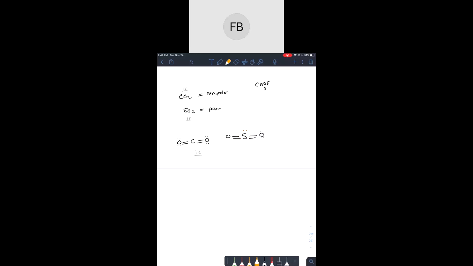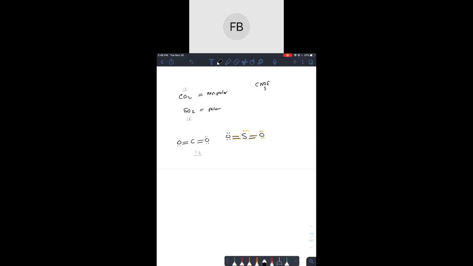Now let's backtrack a little bit, count up our valence electrons, and see how many we have left. So that's 2, 4, 6, 8, 10, 12, 14. So we need to get 4 more electrons in there. So we can probably just do this, right?